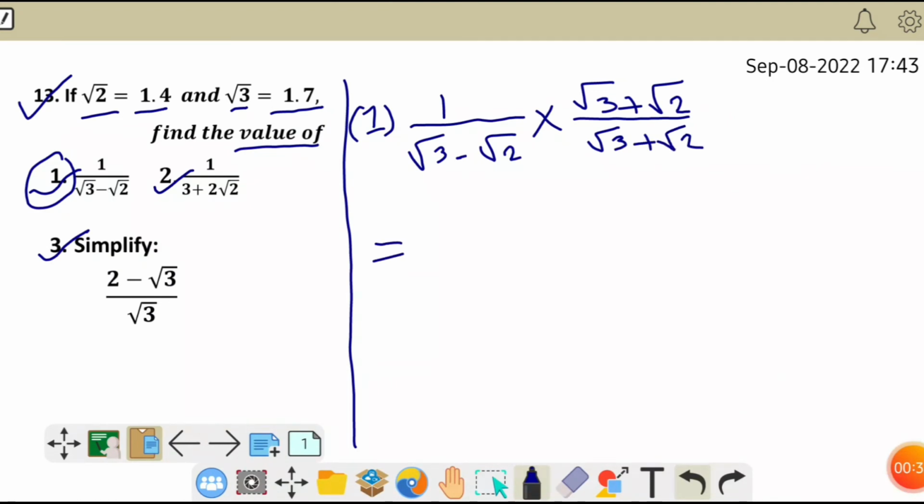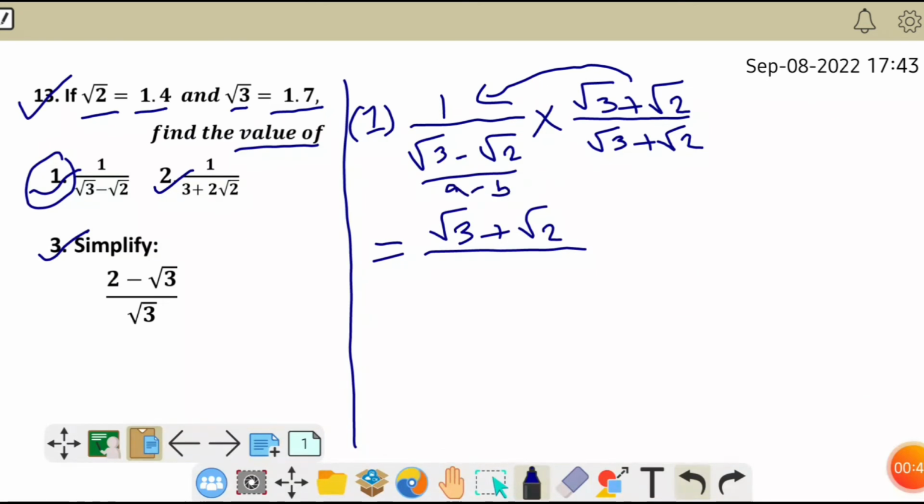Now we'll multiply it. Root 3 plus root 2 into 1 will be root 3 plus root 2, and in the denominator we have (a minus b) into (a plus b), that is a square, that is root 3 square, minus b square, root 2 square.